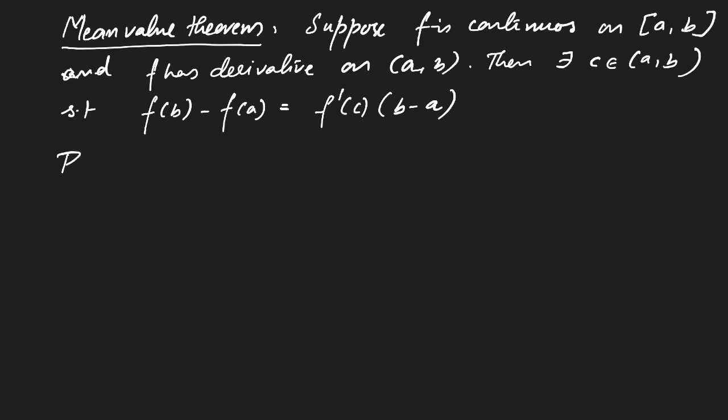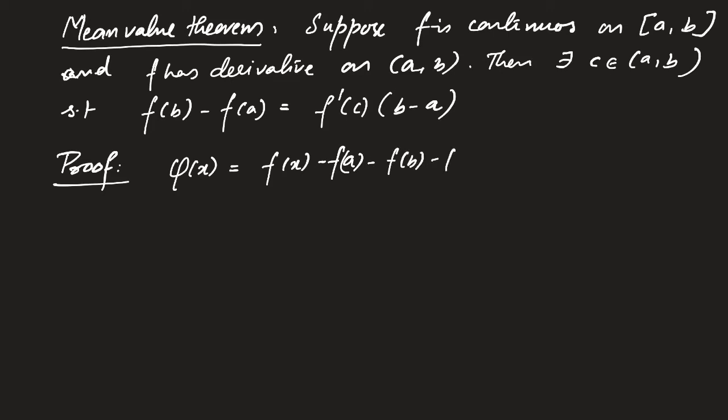The proof is actually quite simple. The idea is we construct an auxiliary function phi and apply Rolle's theorem to this auxiliary function. So what is this auxiliary function? We define phi of x is equal to f of x minus f of a minus (f of b minus f of a) by (b minus a) into (x minus a).